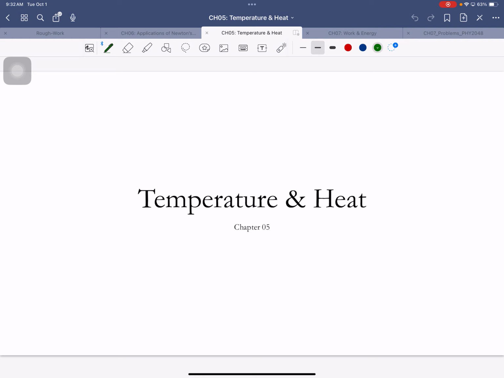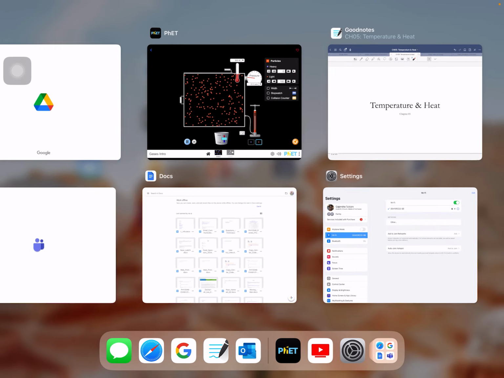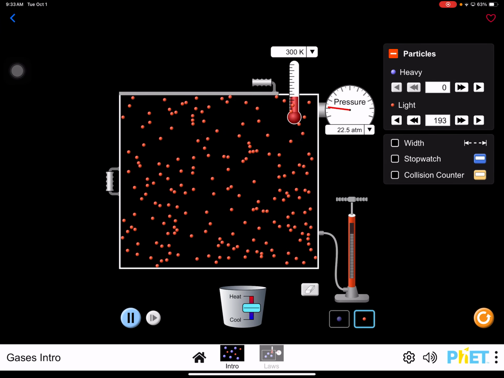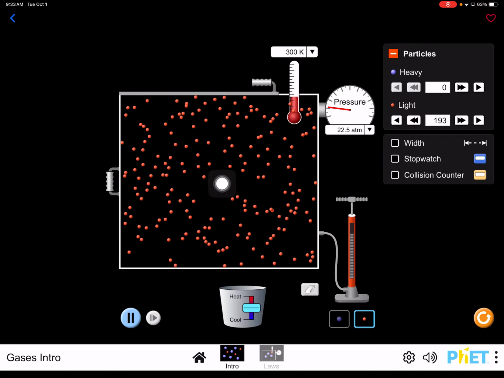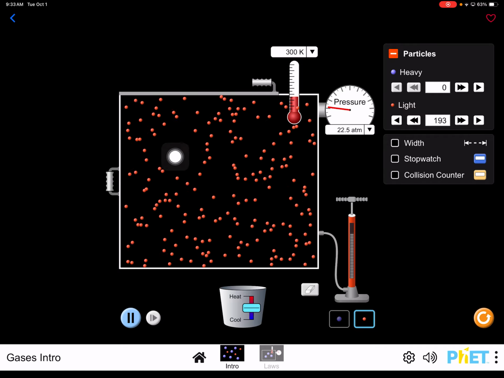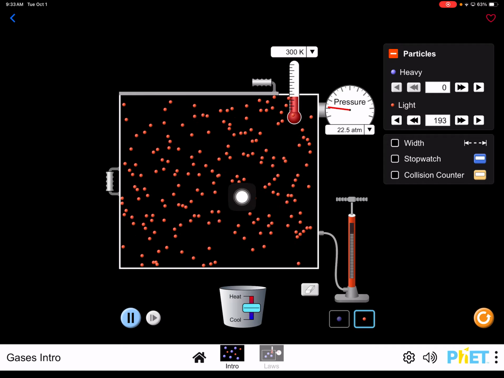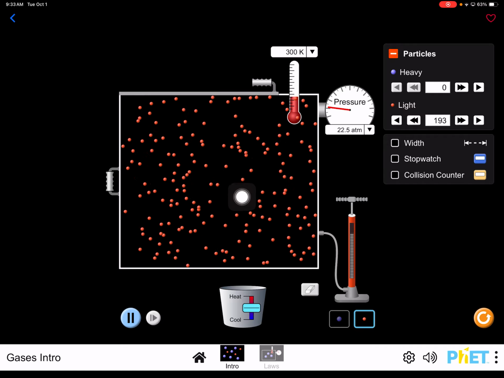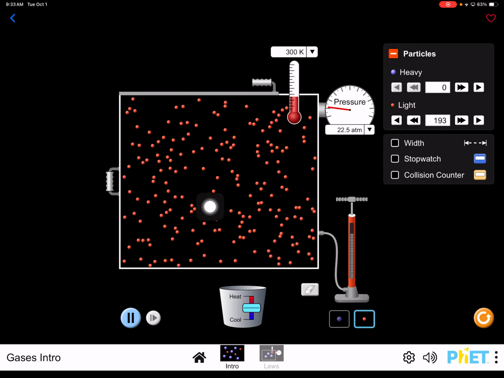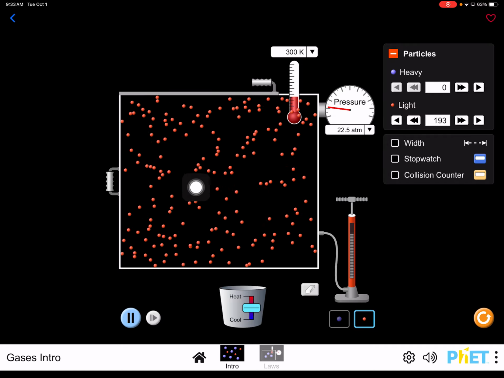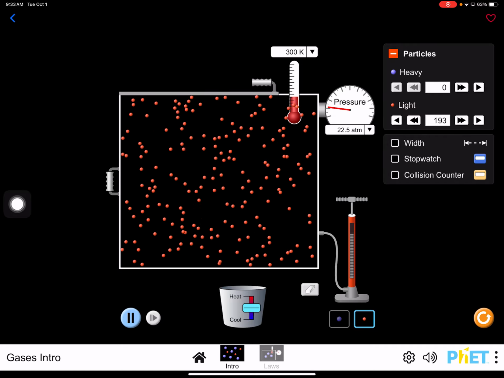All right, so this chapter was about temperature and heat. You saw that temperature was a measure of the average kinetic energy per particle. Temperature tells you how hot an object is, and what that measures is how much kinetic energy each particle has on the average.